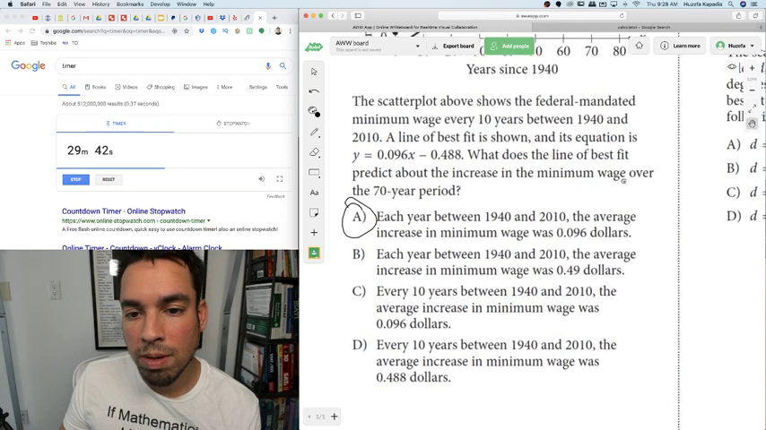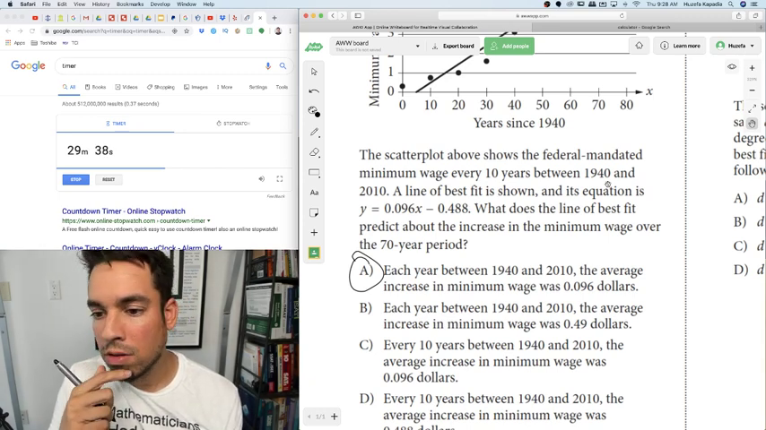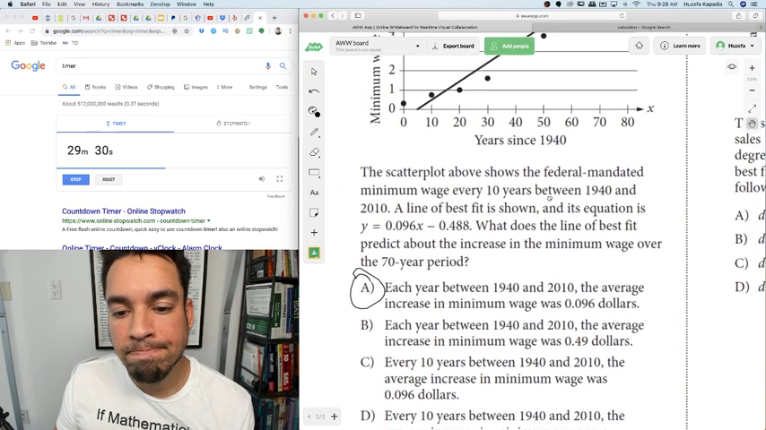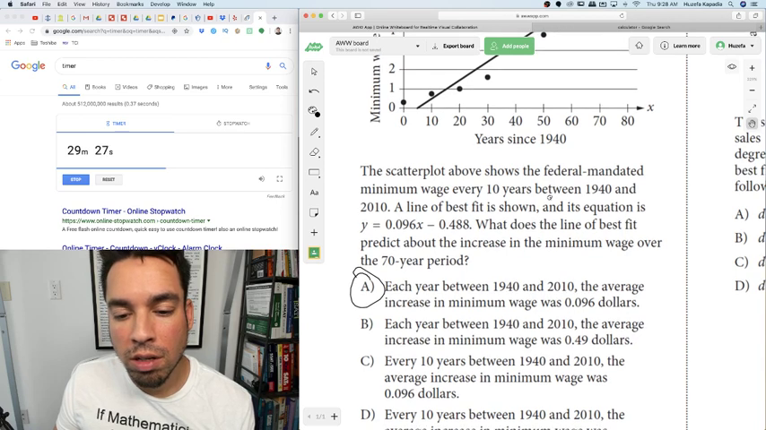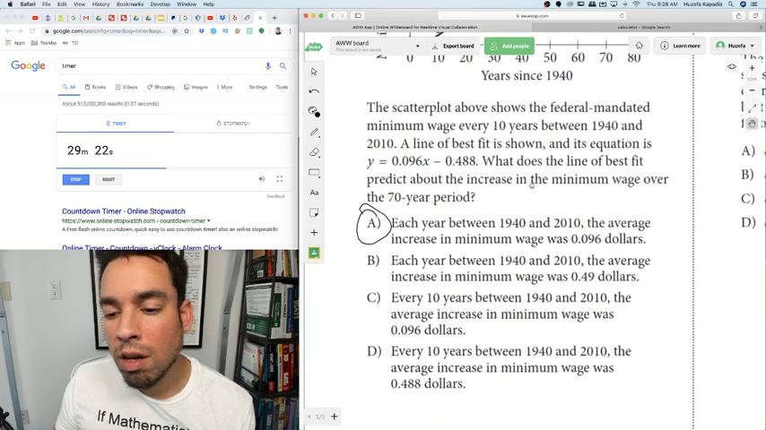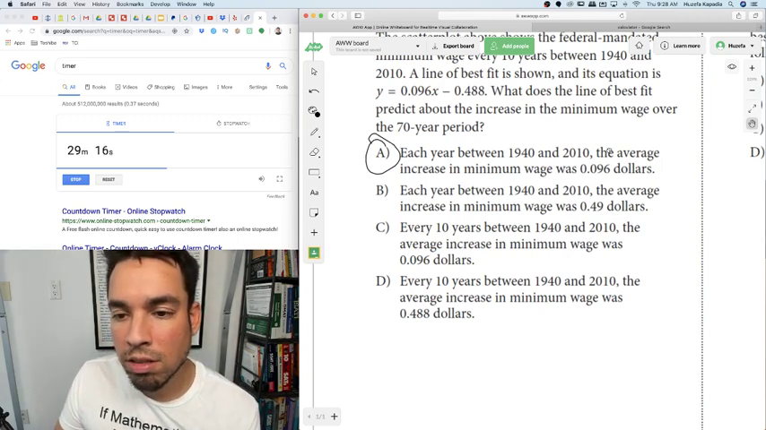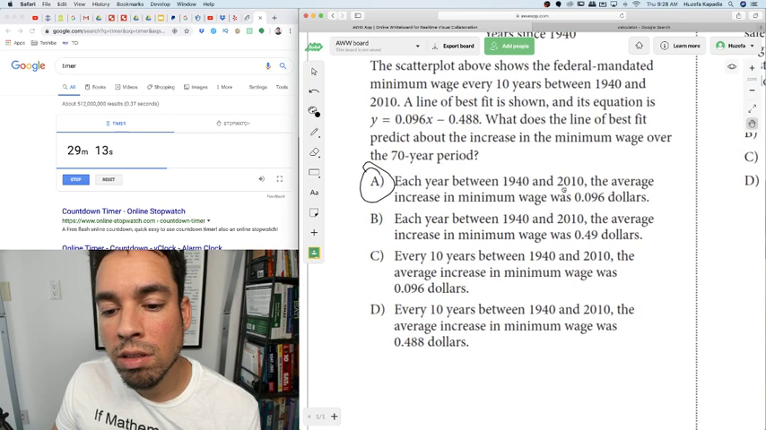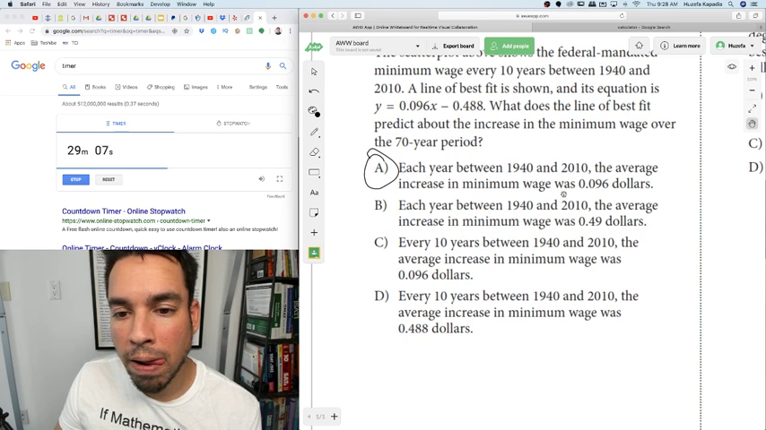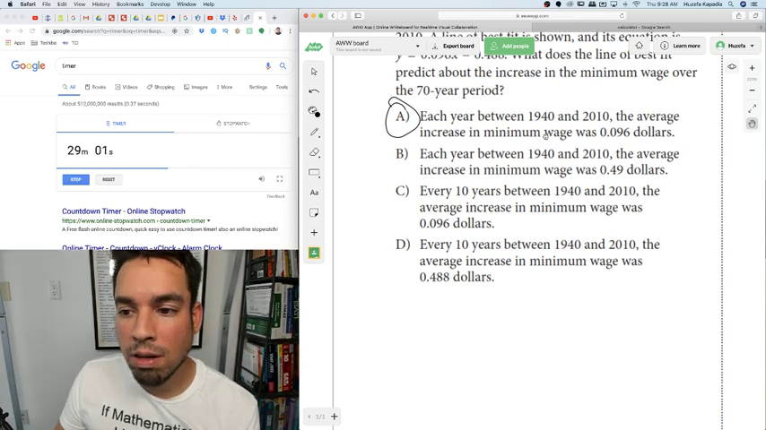Wait, hold on. Let me just, am I being too hasty here? Is that, hold on, 3. I think that's it. I don't know where they're getting the 49 cents. Oh, shoot, wait. I don't think it's this. It's not every 10 years, it's every year. Because I'm plugging in.